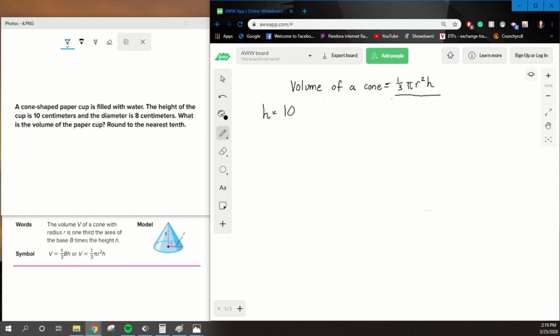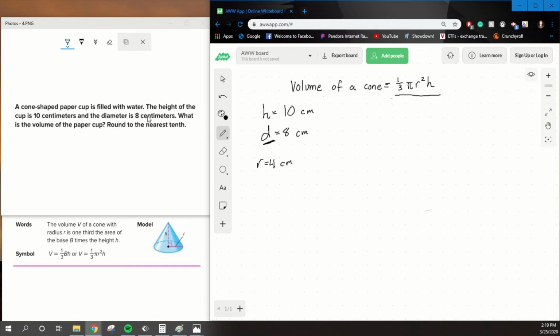And our diameter is 8 centimeters. So don't forget we're in centimeters. Well, we don't want the diameter. The diameter is twice the radius, so if I divide the diameter by 2, I should get the radius. So our radius then is going to be equal to 4 centimeters. We're not using this 8, we're actually using the radius, which is 4.